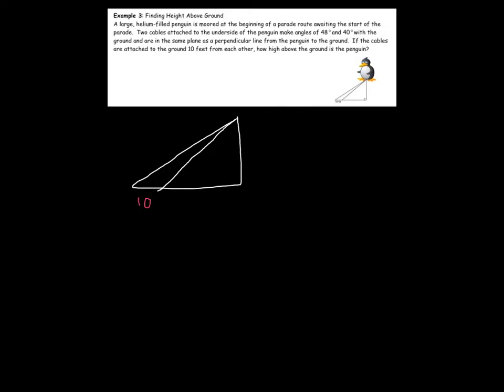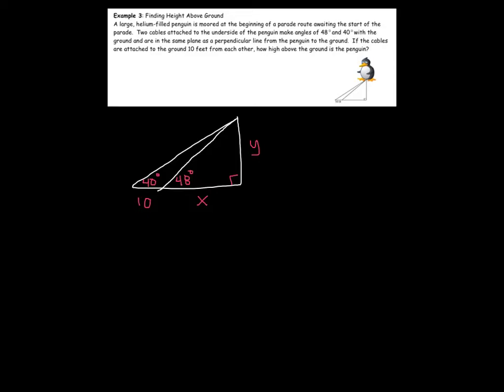All right, now it's important to understand where the angles go. Let's think about it logically. 48 degrees is a steeper angle than 40. So 48 is going to go here, and 40 is going to go right there. All right, and this is our 90-degree angle, and we are trying to figure out how high above the ground the penguin is. So y is what we're looking for. We also don't know x. We don't know the distance the cable is from the building. We just know that the cables are 10 feet apart. That's all we know. They could be 100 feet from the building, 200 feet, we don't know.